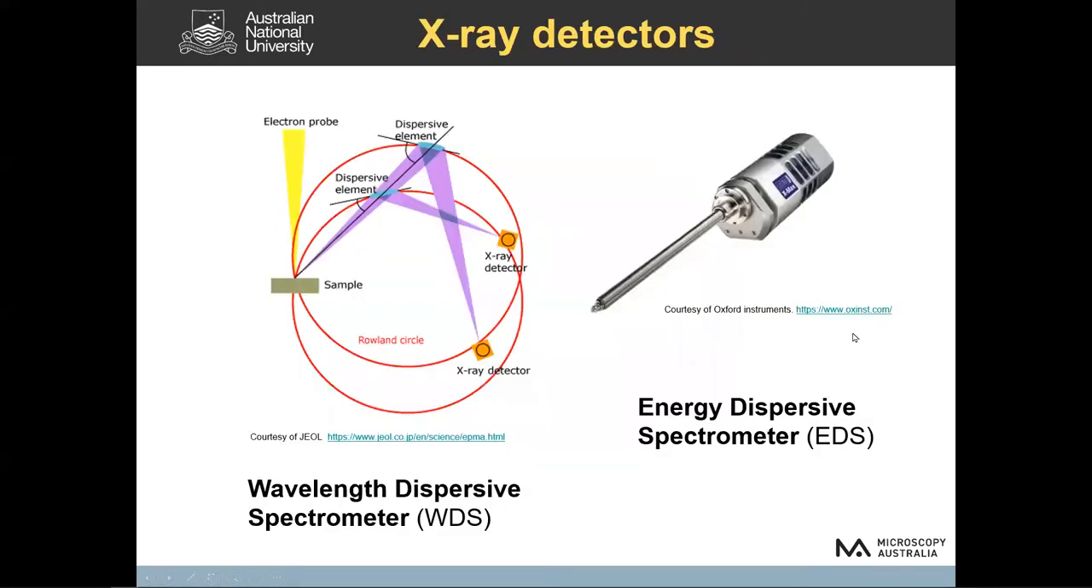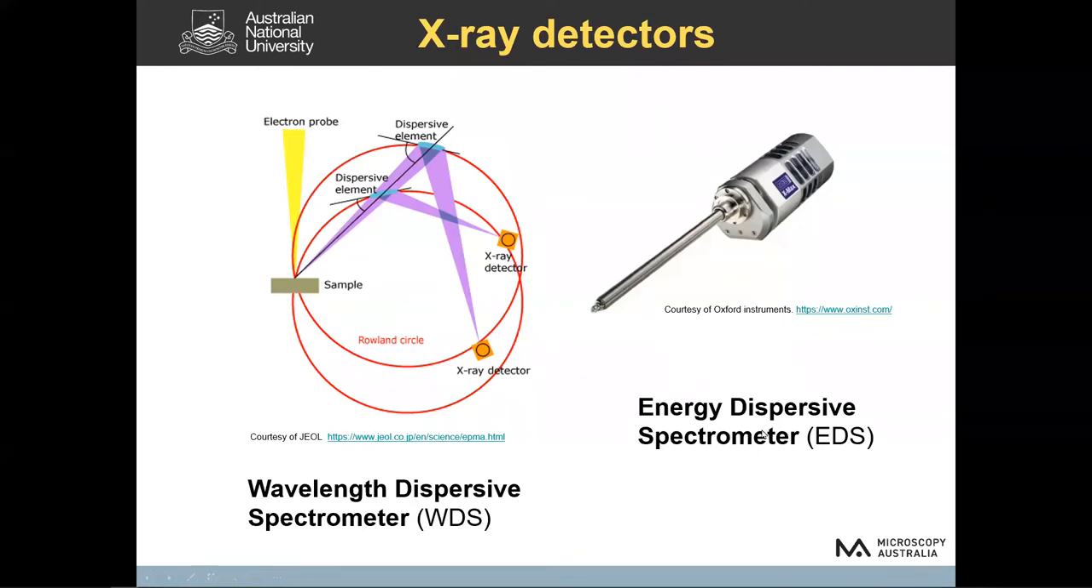Okay, so how do we detect those X-rays? There are two types of detectors that are commonly available. We can either measure the wavelength or we can measure the energy. Energy and wavelength have a reciprocal relationship, so if we measure the wavelength, that would be equivalent to measuring the energy. The wavelength dispersive detector has a lot more mechanical components. It's more complicated to set up, but it does have the advantage of having a lower detection limit and better peak resolution.